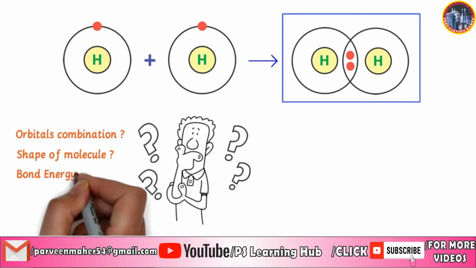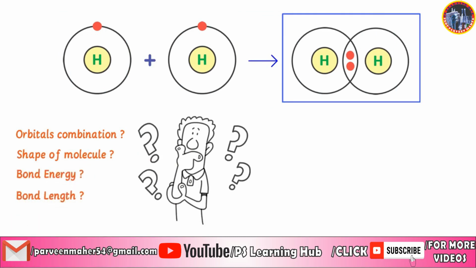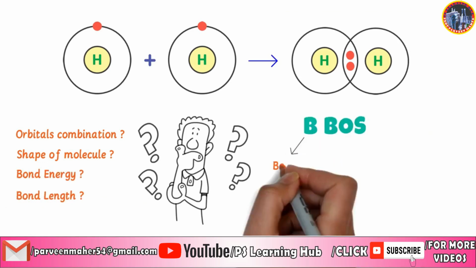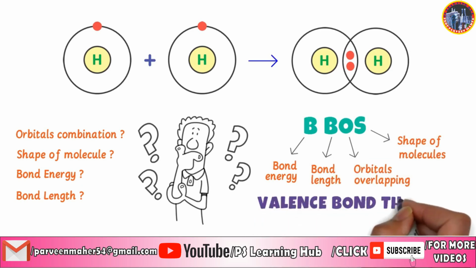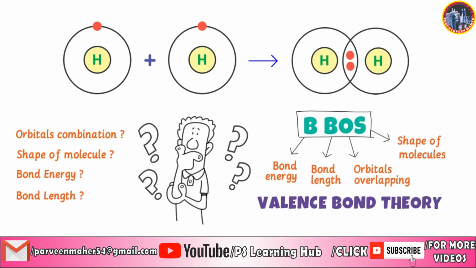What about the bond energy and bond length of a hydrogen molecule? Can you answer all these questions? Well, to learn about big boss, I mean bond energy, bond length, orbitals overlapping and shape of a molecule, we look at the valence bond theory or VBT. Remember that this is my personal mnemonic, big boss, about VBT, which you will never find anywhere.